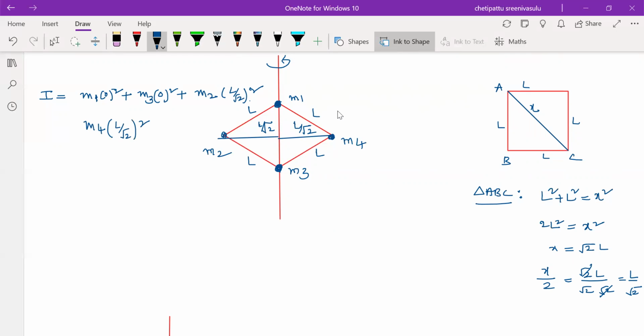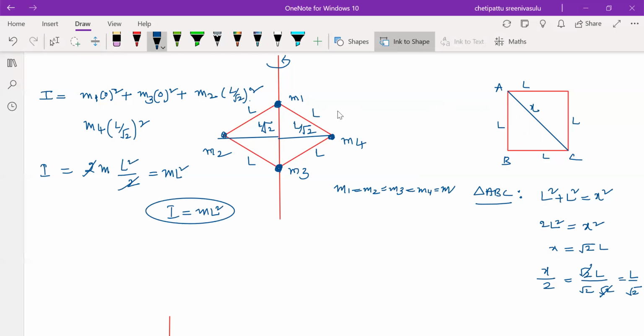Now we can write it as I equals 2 times, considering all masses are equal, m1, m2, m3, m4 equals m. So we can write 2 times m into L square by 2. The 2 gets cancelled. So the moment of inertia is ml square. Finally, the moment of inertia is ml square. This is the moment of inertia.